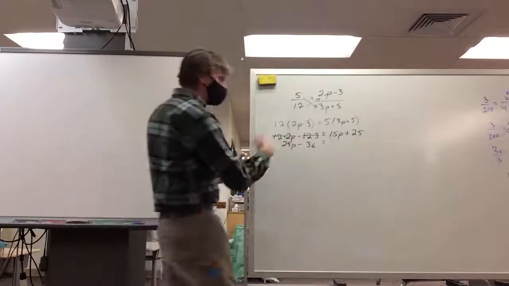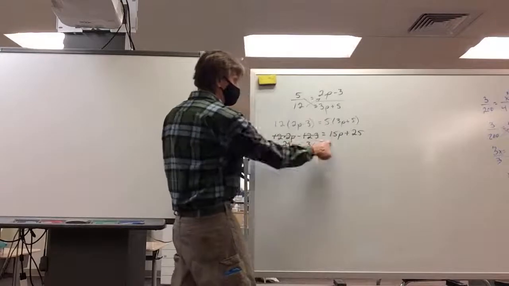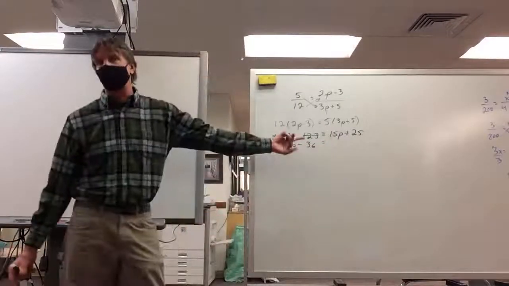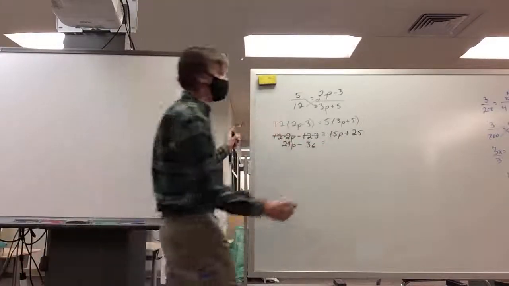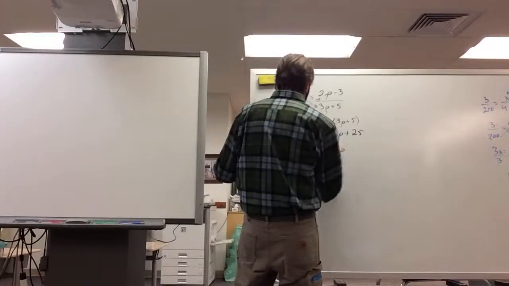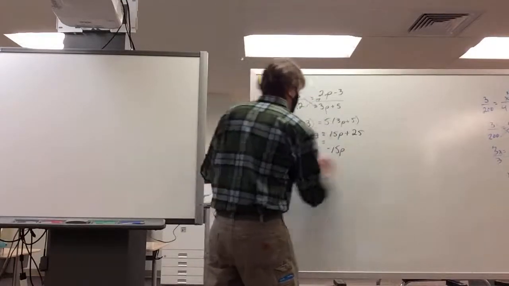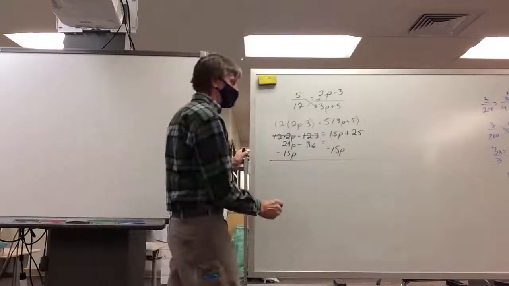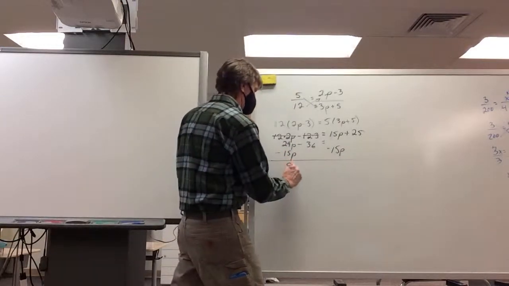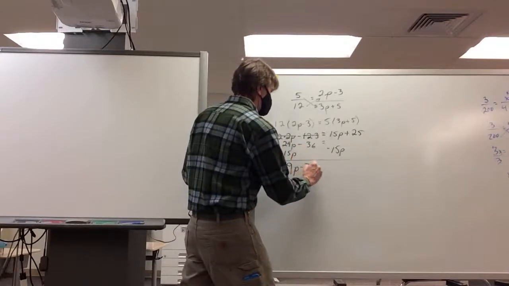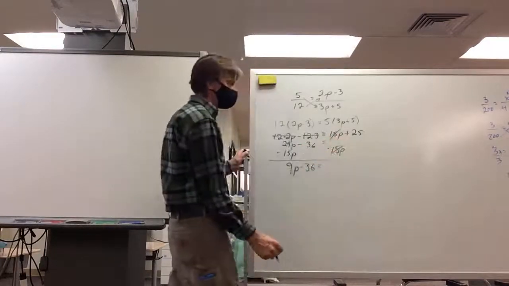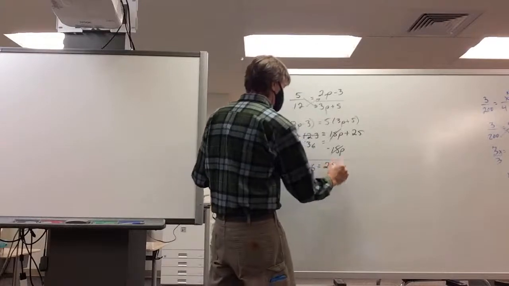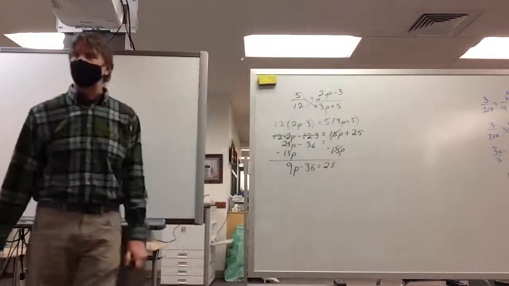Yeah, get all the p's on the same side. Usually go for, I mean, you could subtract 24, but then you'd end up negative on the other side. We don't want that. So subtract 15p from both sides. 24 subtract 15 is 9p minus 36. That 0 cancels. That's 25. Now what?